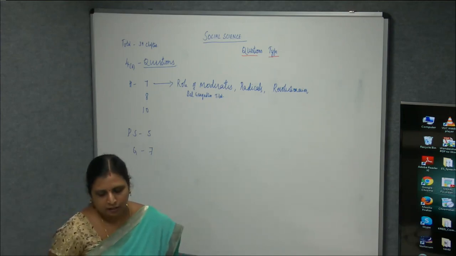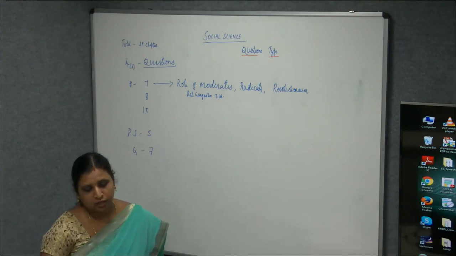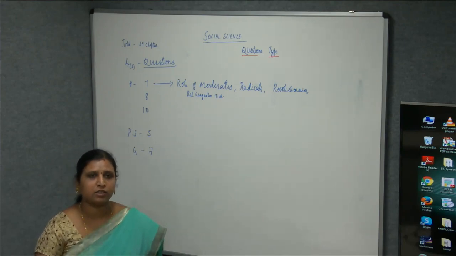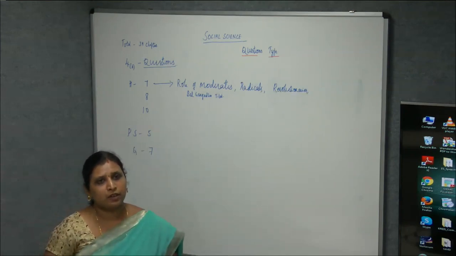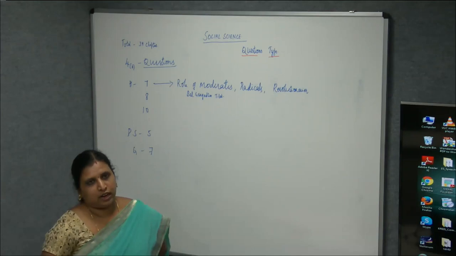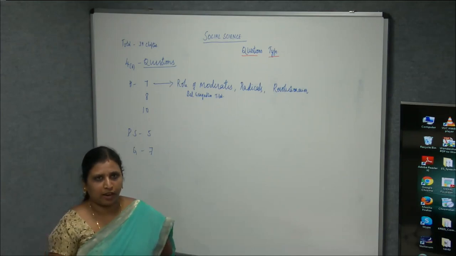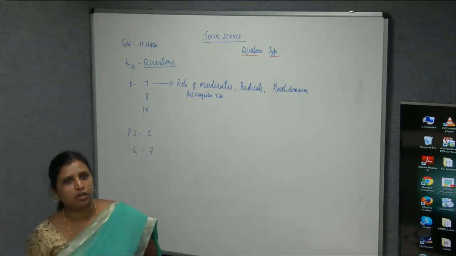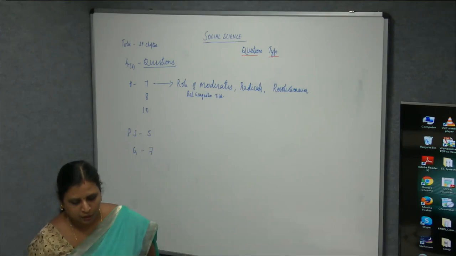The next question is about the salt satyagraha, or it may be called the Dandi march, or it may be asked as the civil disobedience movement. If they ask salt satyagraha, you write this answer. If they ask Dandi satyagraha, this same answer. If they ask to explain the civil disobedience movement, you have to write this answer only.